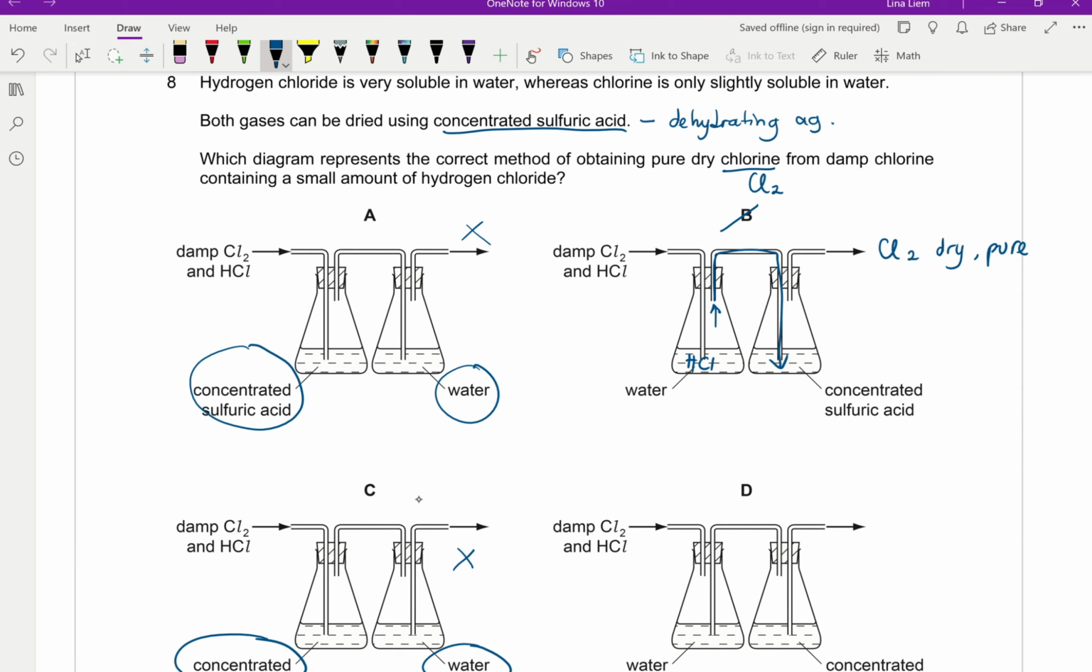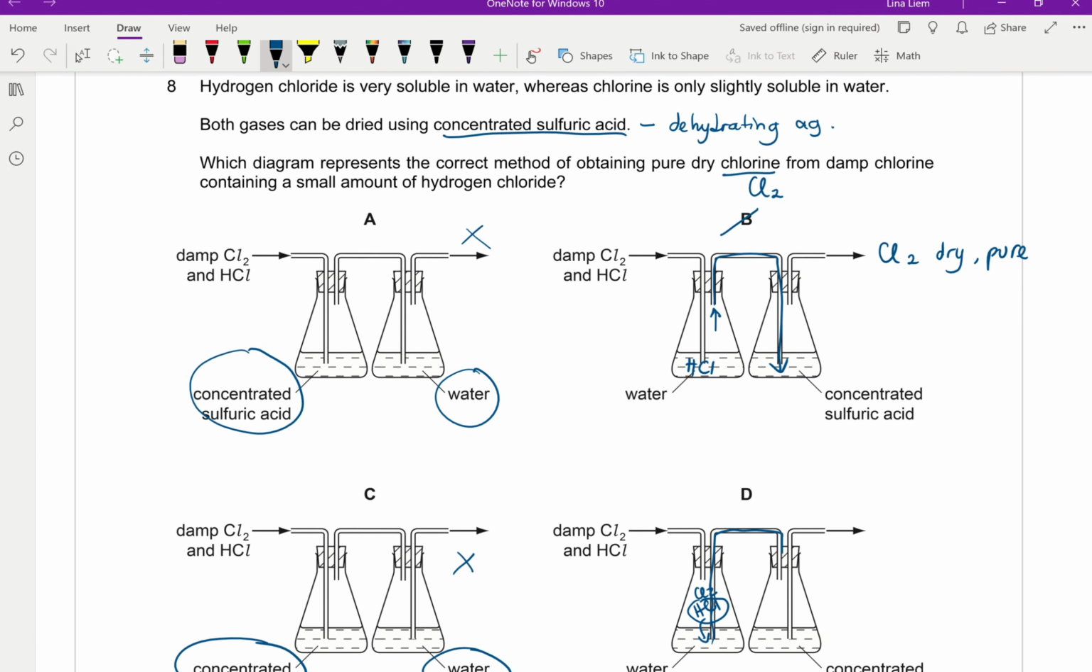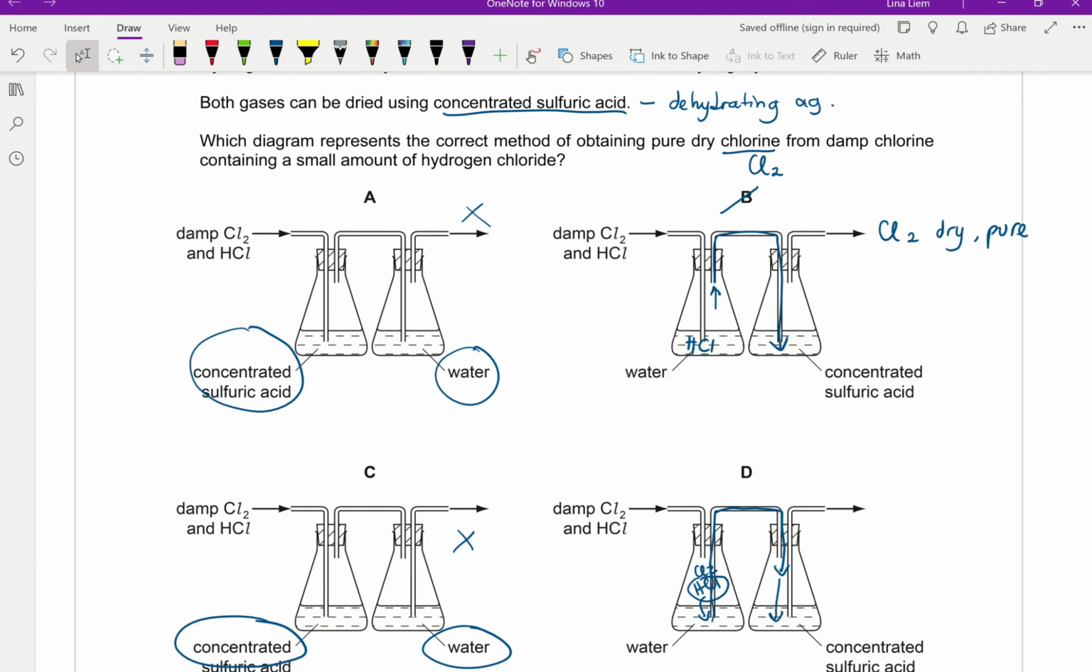And here, the gas is blown into this flask, but not underwater. So here, Cl2 and HCl are above the water. So not all HCl will dissolve in the water. So what you get is still a mixture going into the next flask. And again, in the next flask, the gases are not blown into the concentrated sulfuric acid. So not all the moisture is taken away by the concentrated sulfuric acid, which is the dehydrating agent. So D is wrong.